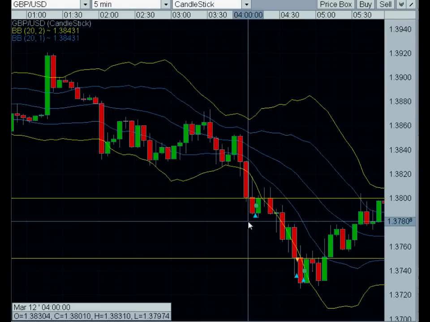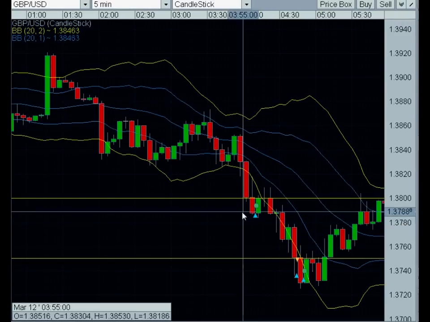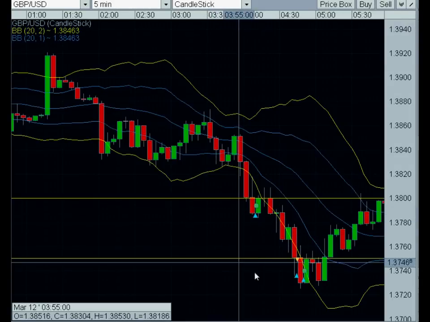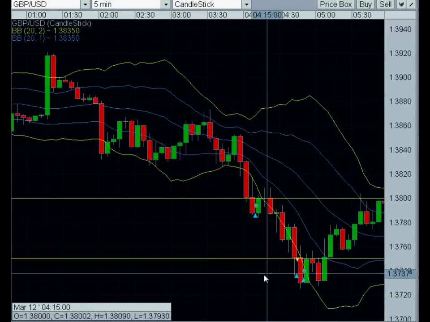So it's very, very stupid to simply say, oh, it's overbought or oversold, I'm going to be buying here. You have to give yourself an awareness of where the price action is relative to these levels.